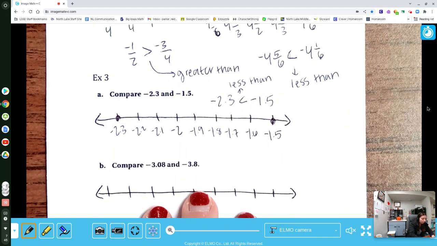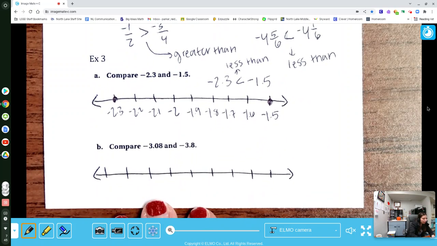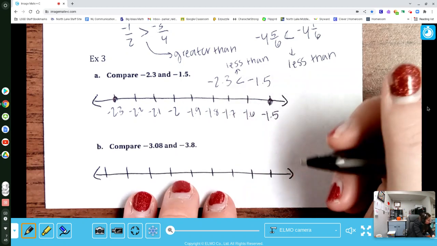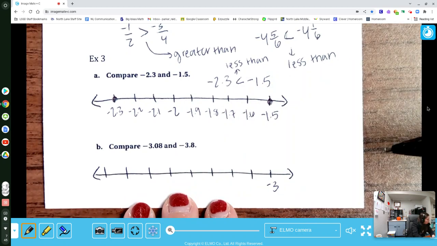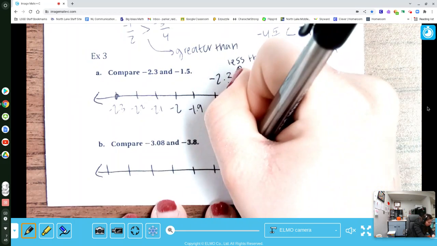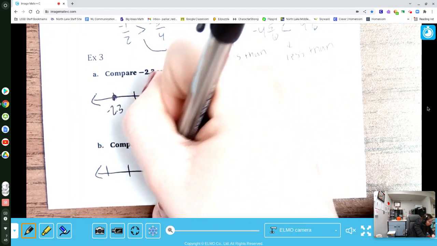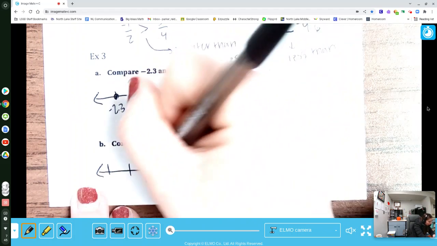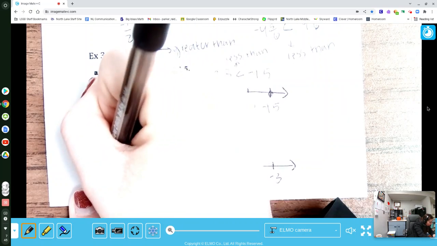That's the greater number. And finally, let's compare negative 3.08 and negative 3.8. So what I'm actually going to do is start my number line at negative 3 over on the right, and I'm going to count by tenths again. So this would be negative 3.1, negative 3.2, negative 3.3, negative 3.4, negative 3.5, negative 3.6, negative 3.7, negative 3.8.